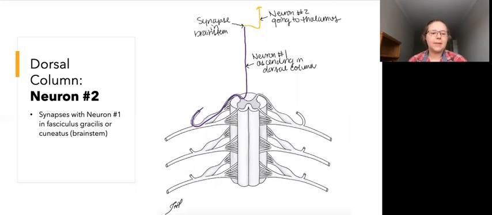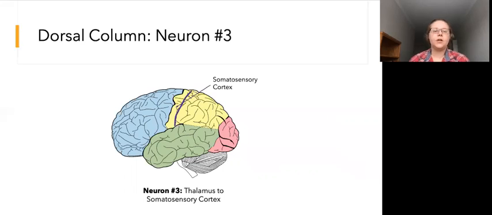Neuron number 1 synapses with neuron number 2 within the fasciculus gracilis or cuneatus in the brainstem. Neuron number 2 then crosses to the other side of the brainstem and ascends as the medial lemniscus. Neuron number 2 ends in the thalamus. Neuron number 3 travels from the thalamus in the brain to the somatosensory cortex. This allows processing of the sensory stimulus.